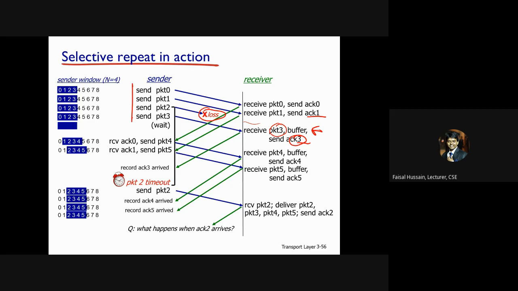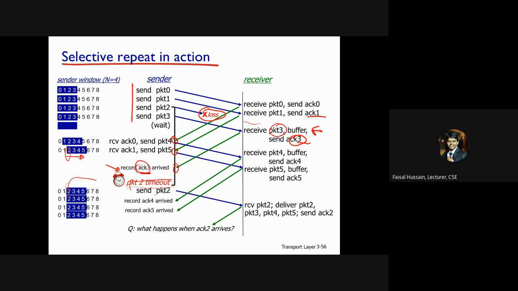So when the sender receives this acknowledgement, the window slides in this direction, because 0 and 1 are received, and packets 4 and 5 are sent out. But we got acknowledgement 3 and recorded it, and I cannot slide the window, because packet number 2 was not acknowledged yet. Here the packet 2 timeout will occur, and it will retransmit packet 2 again. So only packet 2, not 3, because 3 is acknowledged.